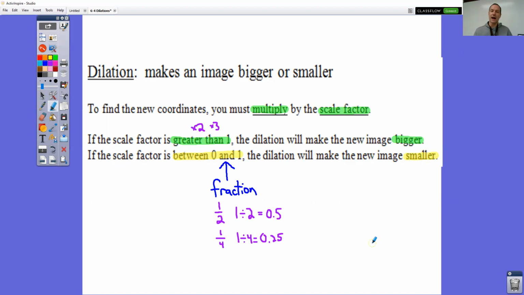So if you're multiplying by a number like 2 or 3 or 5, the new picture is going to get bigger because it's twice the size, or 3 times the size, or 5 times the size. Whereas if you multiply something by a half, it's going to get smaller because your new picture is going to be half the size of the original, or a fourth of the size of the original. Or maybe you're multiplying by a third, so you get a third of the size of the original.